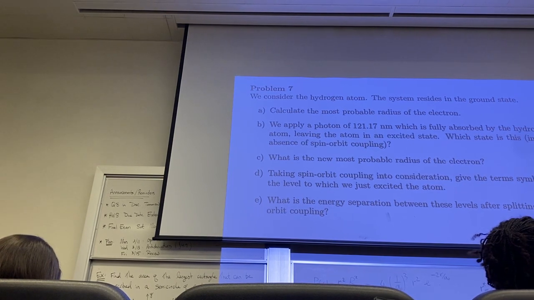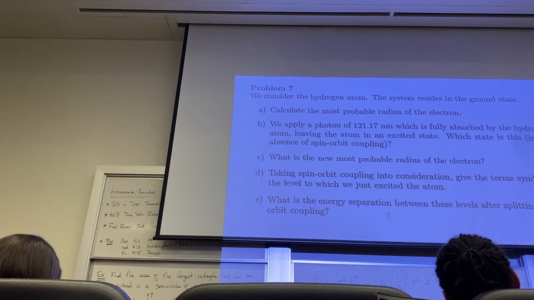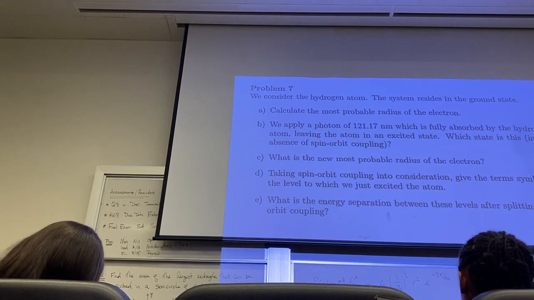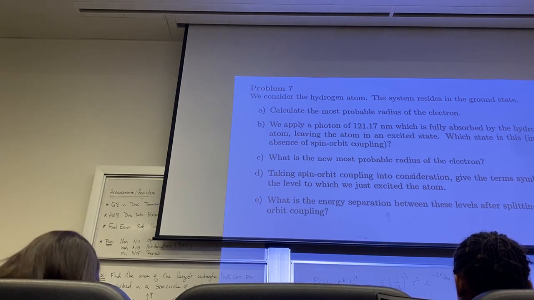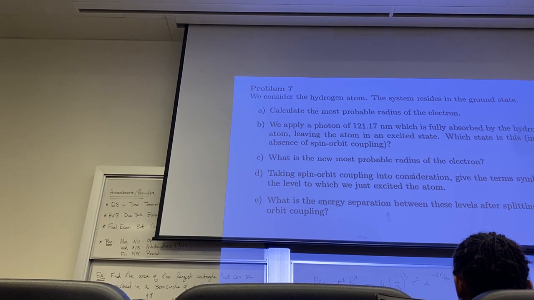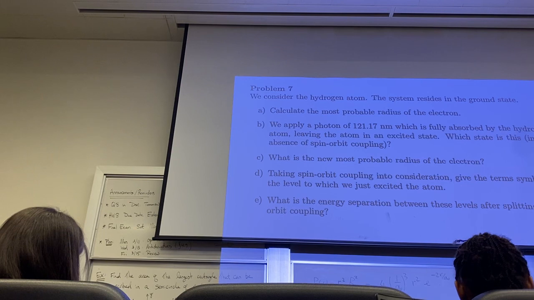Okay. Next, we illuminate this poor little atom with light. The photon has a wavelength of 121 nanometers. What happens is that this electron is going to go to a higher state, so I'm going to excite the hydrogen atom to another state. The question is, which state is it? It's not given. I have to determine that, which basically means what is n? What is the principal quantum number?